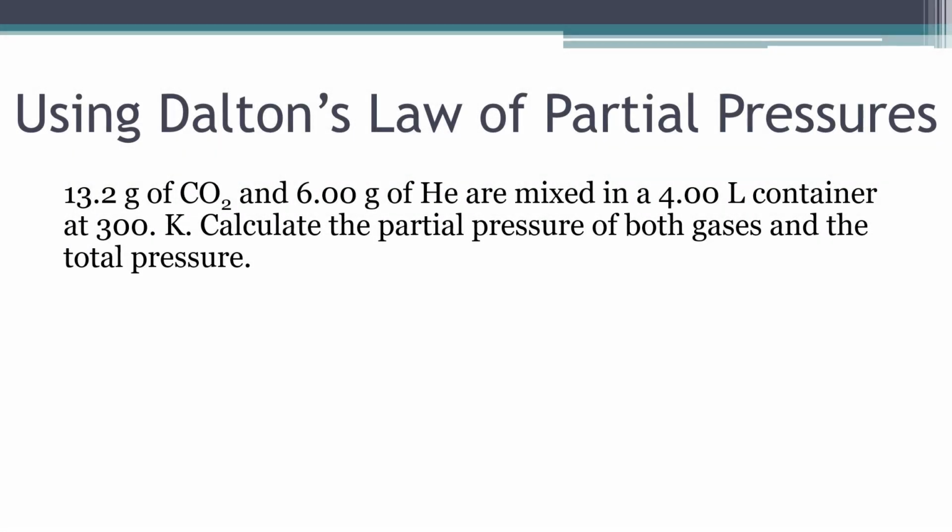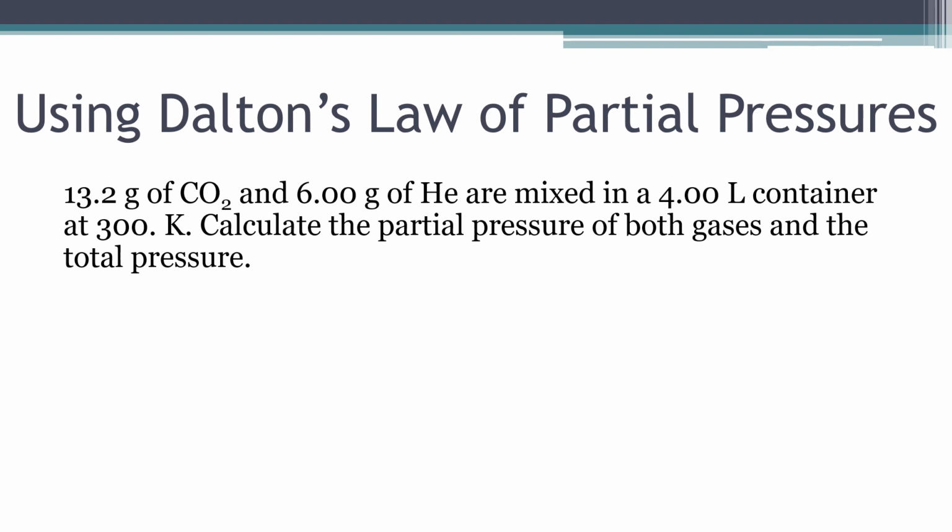Here's an example of using Dalton's law of partial pressures. 13.2 grams of carbon dioxide and 6.00 grams of helium are mixed in a 4.00 liter container at 300 Kelvin. Calculate the partial pressure of both gases and the total pressure.